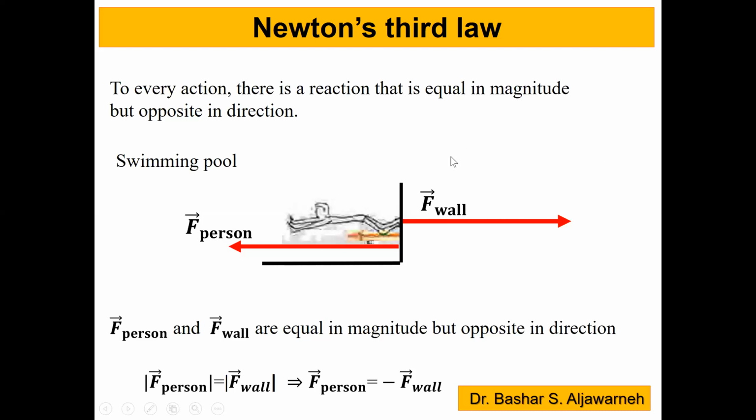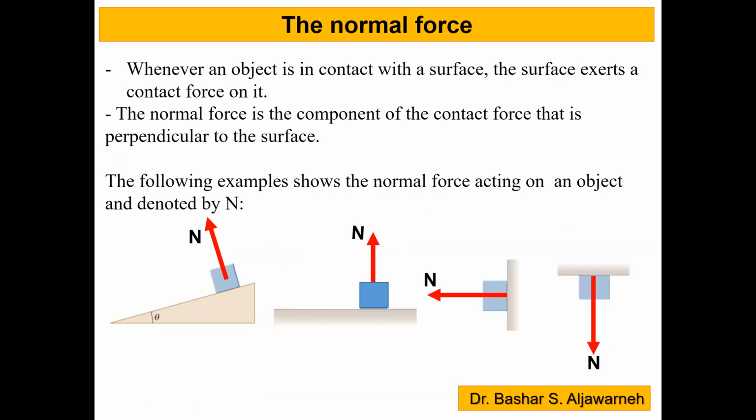So we now have a pair of two forces, F from the wall and force from your leg, or I call it F person. As I mentioned before, those two forces, action and reaction, have the same magnitude but opposite direction. So in magnitude, they are equal, but in vector notation, the first force equals minus the second force, the action and reaction.